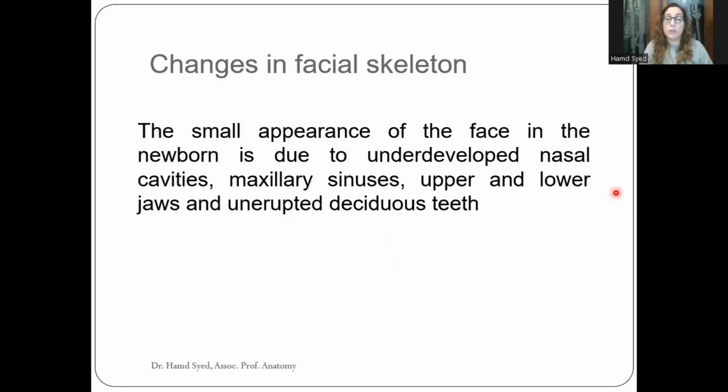So when we talk about the facial skeleton, we know that when a baby is born, in the early years of life there are certain differences in the facial skeleton from the skeleton of an adult. There is a small appearance of the face in the newborn because of the underdeveloped nasal cavities, underdeveloped maxillary sinuses, and also underdeveloped upper and lower jaws. The temporary or deciduous teeth have not yet appeared. All of these point to the changes from the adult skull, and this gives a babyish look to the face in the initial years of life.